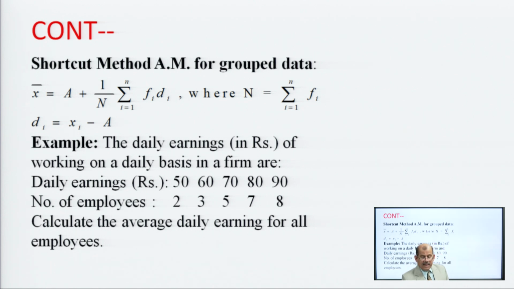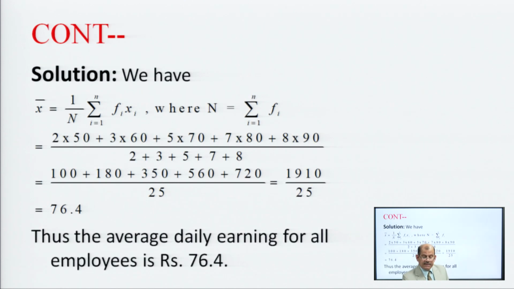Di is the xi minus a. Here, daily earning in rupees of workers on a daily basis in a firm: daily earning in rupees 50, 60, 70, 80, 90, and the number of employees. Calculate the average, we have already discussed. We write the formula. In the numerator, 2 into 50 plus 3 into 60 plus 5 into 70 plus 7 into 80 plus 8 into 90, divided by 2 plus 3 plus 5 plus 7 plus 8.